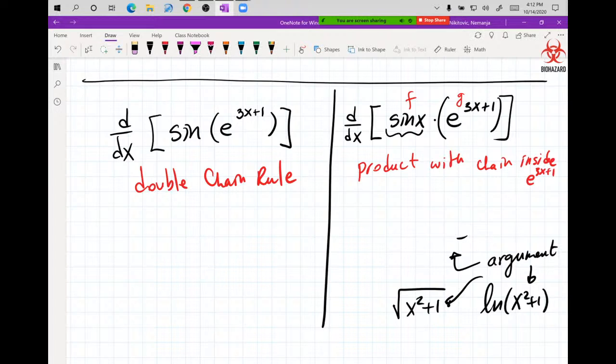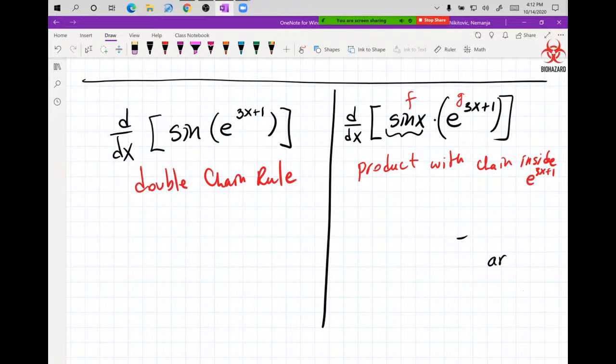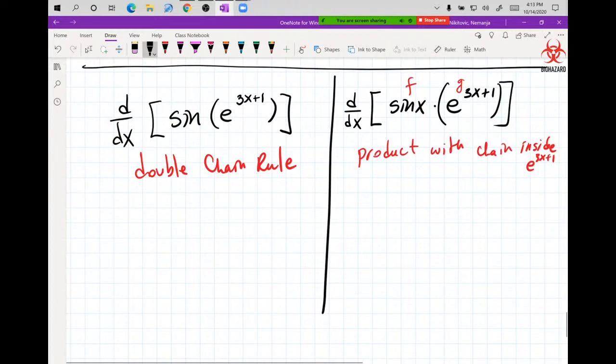So if you take a look at proper mathematical notation and carefully look at the two problems, you see that the argument of this sine is the entire e function. So this is going to be a double chain rule, because e has its own chain rule later on. But in the second case, on the right, sine x is a complete function on its own, and then e is a separate function, and they have multiplication in between, which means it's a product rule, and then yes, we'll have to do the chain rule when we get to e. So let's solve both of these problems.